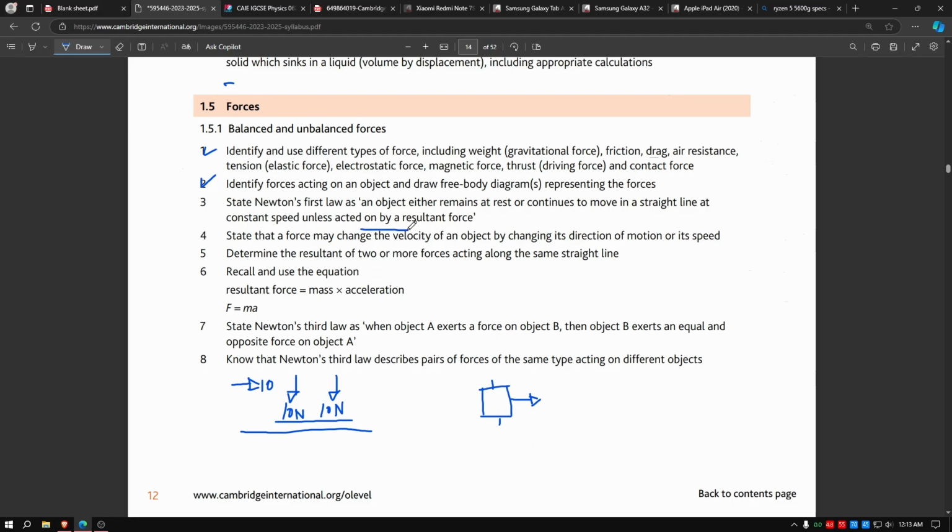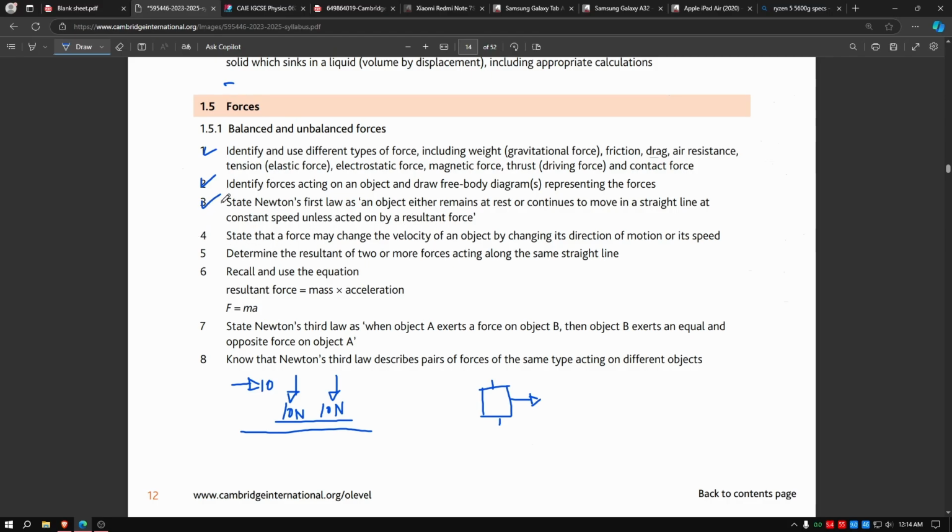So this is literally the definition, and you just understand it and memorize it. So when they ask you to state Newton's first law, you just write the whole thing out. An object remains at rest or continues to move in a straight line unless it is acted on by an external force, or resultant force. Yeah, sorry, resultant force.